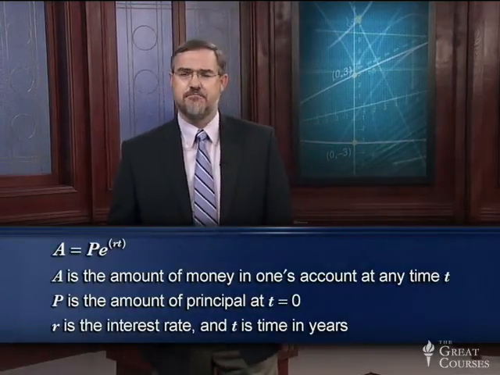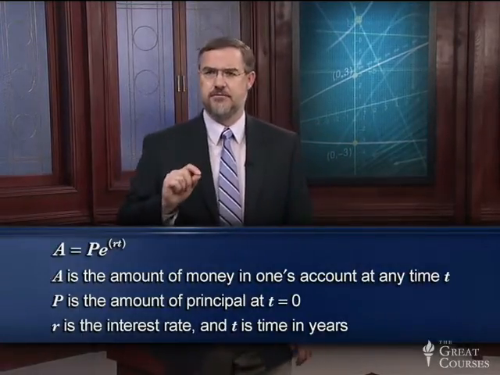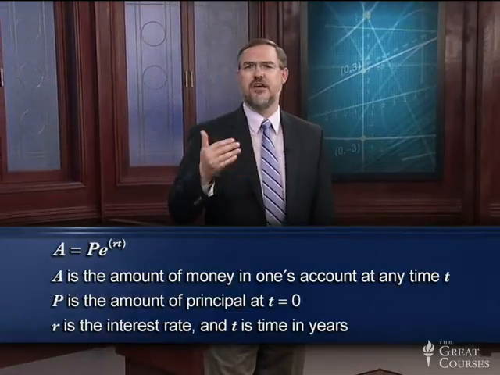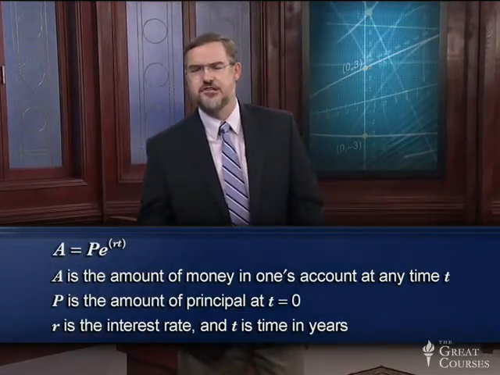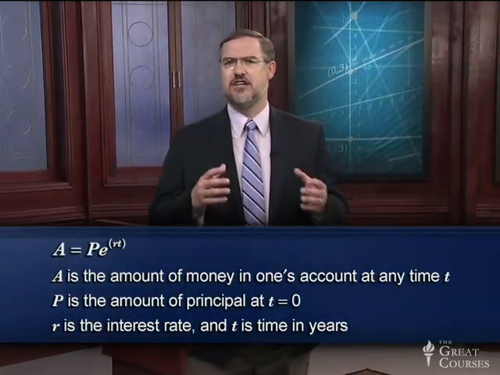Now, it's important to note that this PERT formula only works if the interest on the account is compounded continuously, as opposed to, say, earning interest on a yearly basis or a monthly basis or even a daily basis. If your account is earning interest in one of these units of time, like daily or weekly or monthly, then you actually have to use a different kind of formula that involves a different kind of exponential function. But for continuously compounding interest, the PERT formula is the one to use.